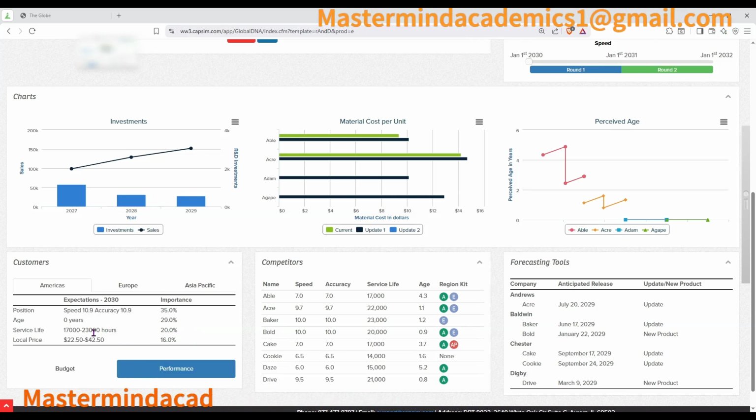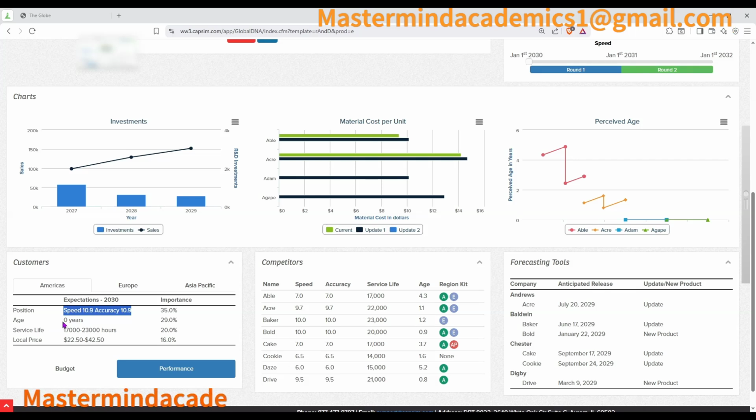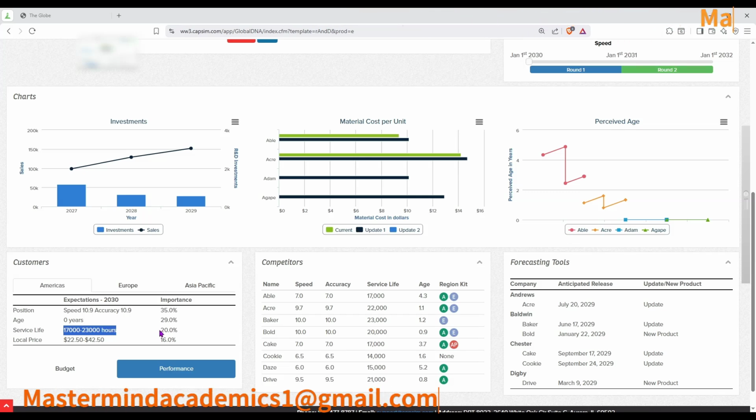For the performance segment, customers expect a speed of 10.9, accuracy 10.9, with 35% importance. 0 years for the age has 29% importance. 17 to 23 hours for the service life has 20% importance. And 22.5 to 42.5, with 16% importance, is actually for the local price.